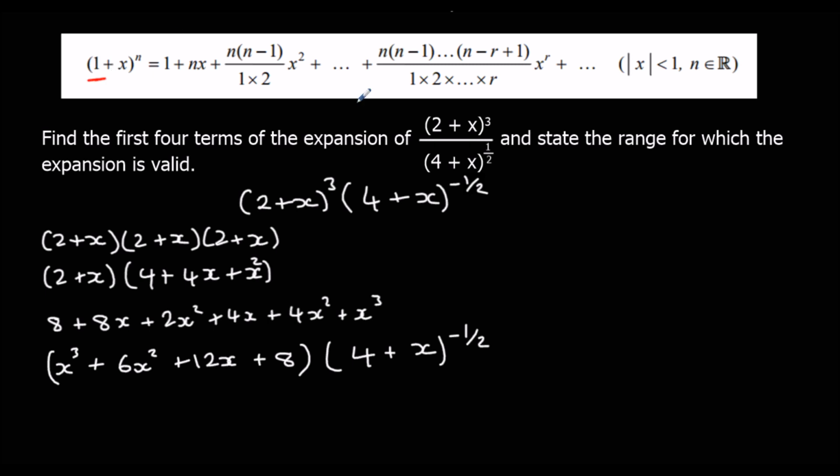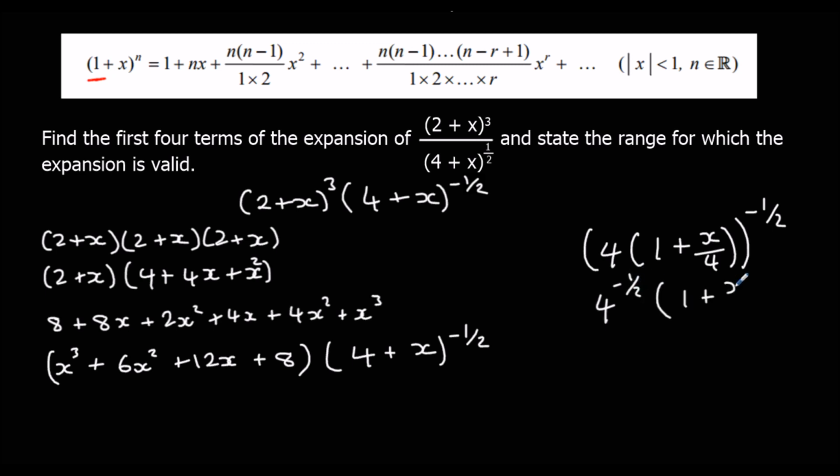We don't have it, so we're going to have to factorize out the 4. So we can write that up here. We have 4 on the outside, which would be 1 plus x over 4 on the inside to the power of minus a half, which is the same as 4 to the power of minus a half times 1 plus x over 4 to the power of minus a half. 4 to the power of minus a half is square root and flip, so half times 1 plus x over 4 to the power of minus a half.